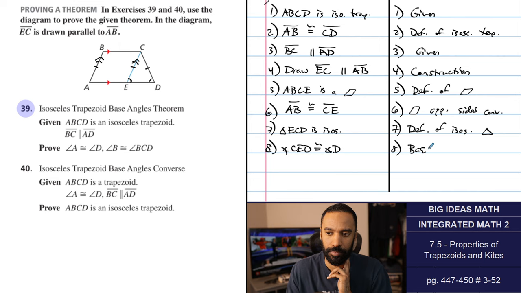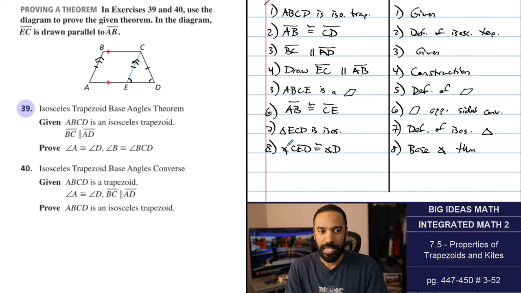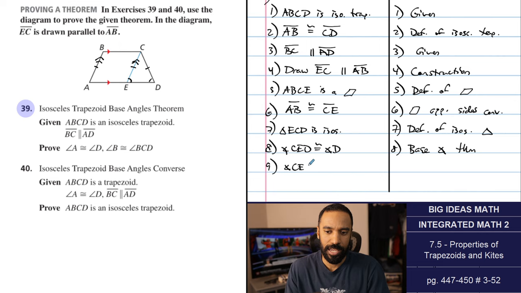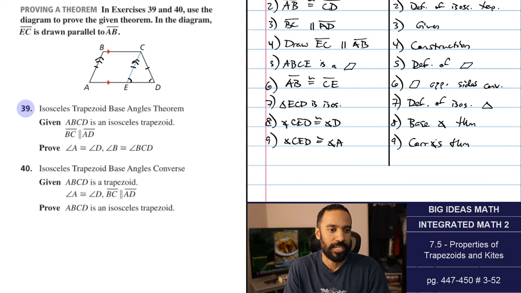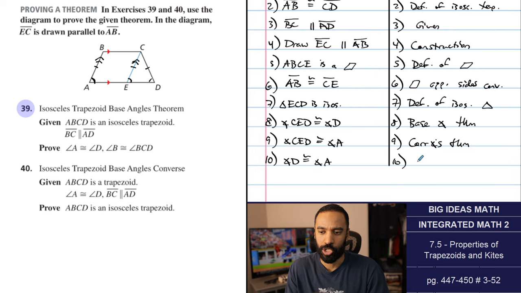Now angle CED is also congruent to angle A. CED is congruent to angle A because they're corresponding angles, because that's the parallel lines thing. Okay, that works. So now D is congruent to A by transitive property of congruence. So angle D congruent to angle A by transitive property.